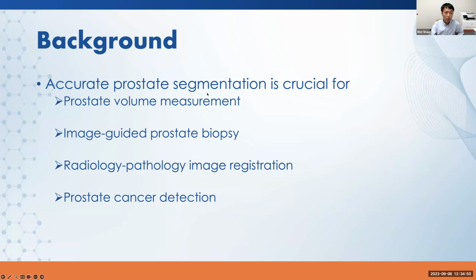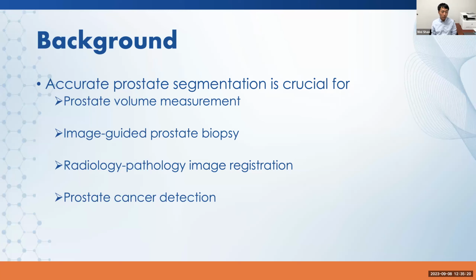Some background. Accurate prostate segmentation is very important for several reasons. One reason is that once you have a segmentation, you have a way to compute the prostate volume, which is an important indicator for clinicians. And also you can use those segmentations to outline and tell the urologist where the prostate is on the image. That can be used to help guide micro-ultrasound guided biopsy.